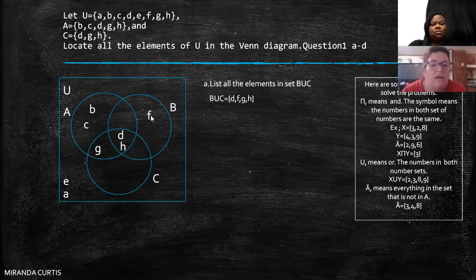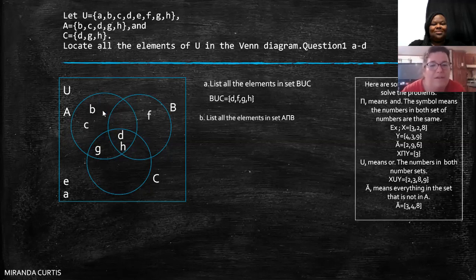Okay, so B only has F. That means it only has our little F in the squares. It is not in A, and it's not over here in C.